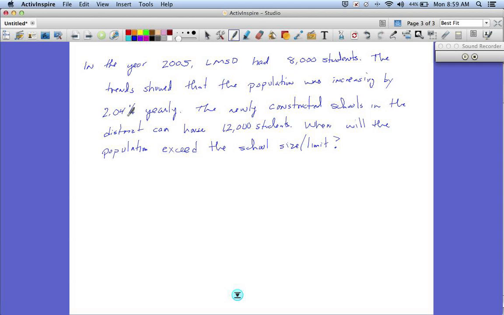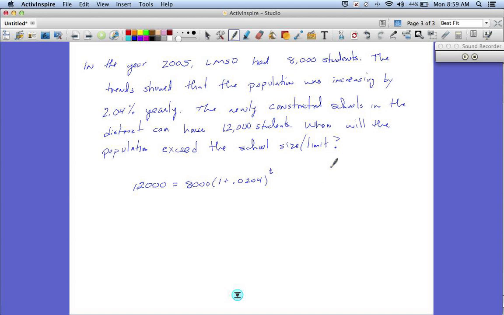So it's growing by a percentage a year. That means exponential. So we want to know when it will exceed 12,000. We're starting at 8,000, and we're increasing by 2.04%. That's 100% initially, plus the 2.04%. And that's being raised to some time t. That's what we're looking for.